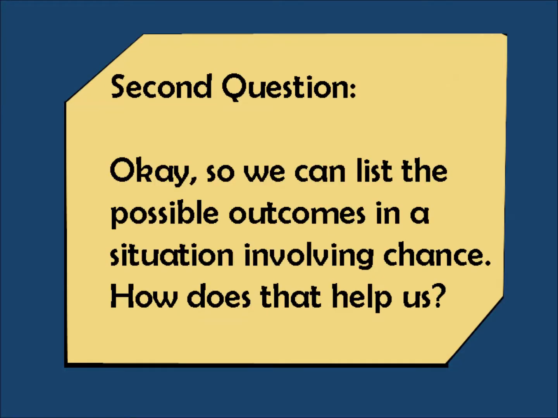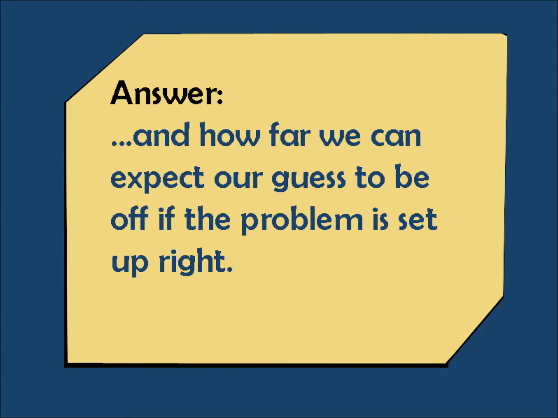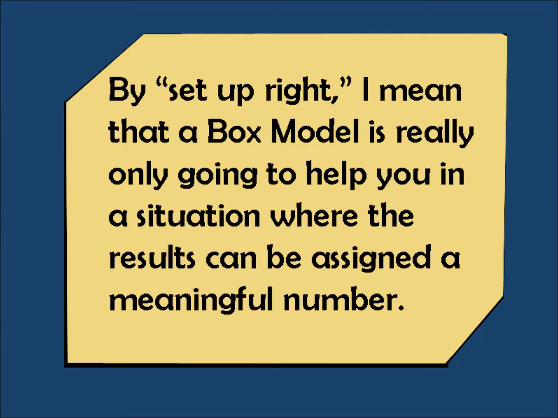Okay, second question. So we can list the possible outcomes in a situation involving chance. How does that help us? Well, a box model will help us figure out the best guess for how that situation will work out on any single attempt, and how far we can expect our guess to be off if the problem is set up right. So let's go on and see how that works.